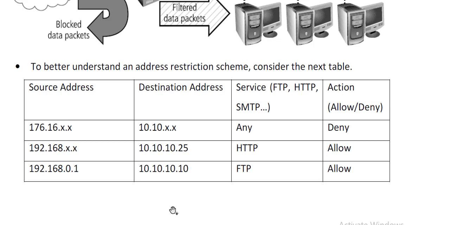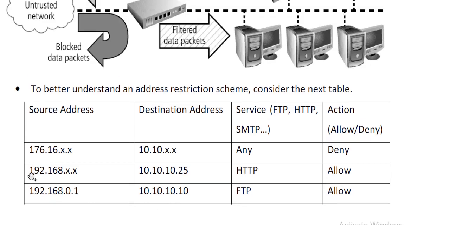So here is an example of a list that is installed or set on a firewall. We have 4 columns. We have the source address, the destination address, we have the service or the protocol, and we have the action to do, whether to allow or to deny.